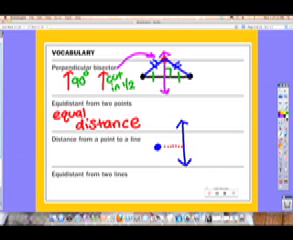Okay, this one, reminder, what does equidistant mean? Equal distance, same distance. Well, it says equidistant from 2 lines. So can I just use this picture and maybe eyeball it, draw another line. Maybe this point is equidistant from both lines. These 2 distances equal each other. Well, does that make sense? Okay.